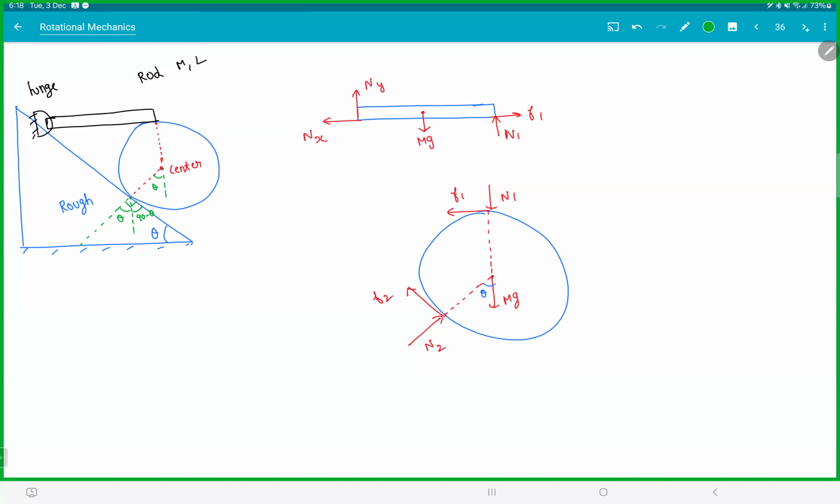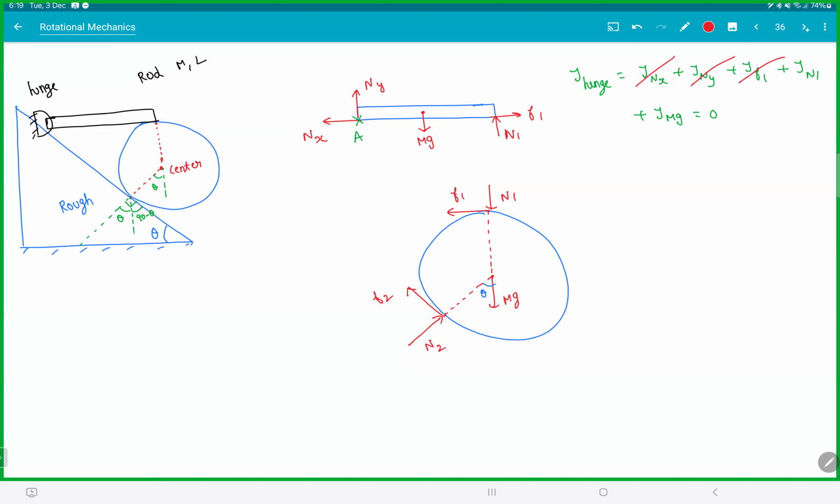So theta is proved. Step 2, apply force and torque equations. But I think with the torque equation, you can figure out a lot. So if I take torque about the hinge here, torque due to nx, torque due to ny, torque due to F1, torque due to N1, torque due to mg. Nx is gone, ny is gone, F1 is gone.